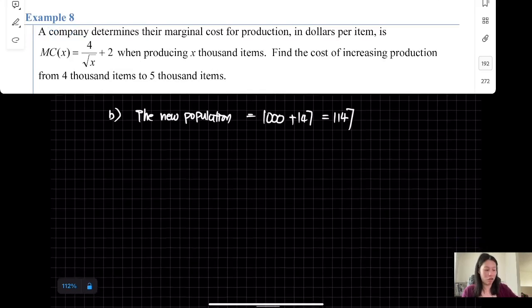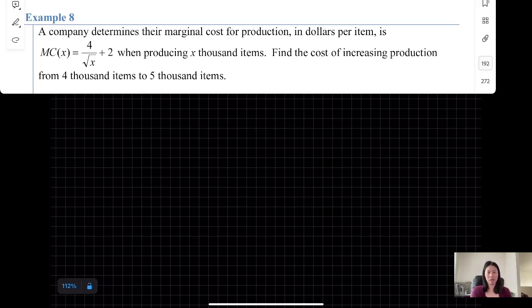So, okay, this may be our last example. A company determined their marginal cost of production in dollars per item. The marginal cost function equals 4 over the square root of x plus 2 when producing x thousands of items. Find the cost of increasing production from 4,000 items to 5,000 items. So remember that the marginal cost is the rate of change of cost, right?